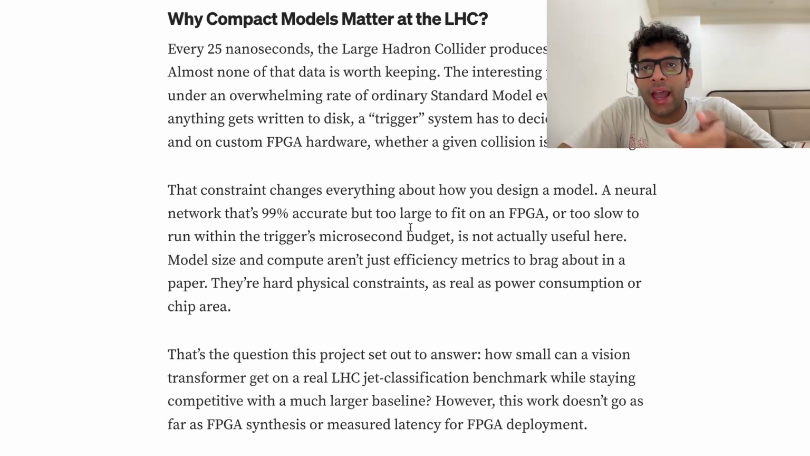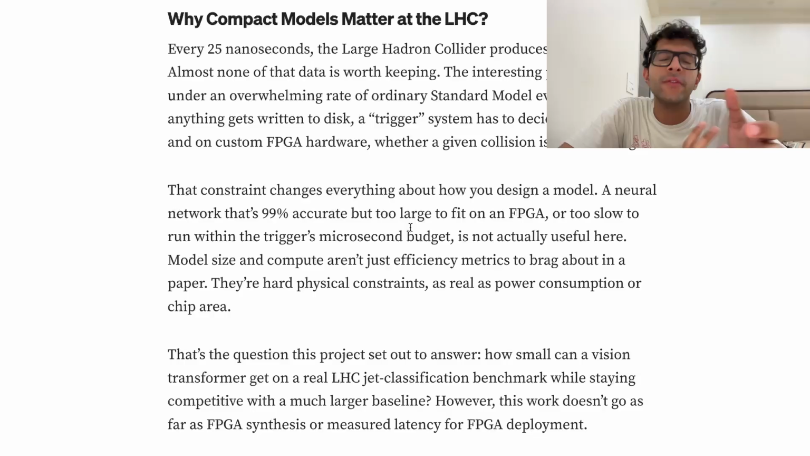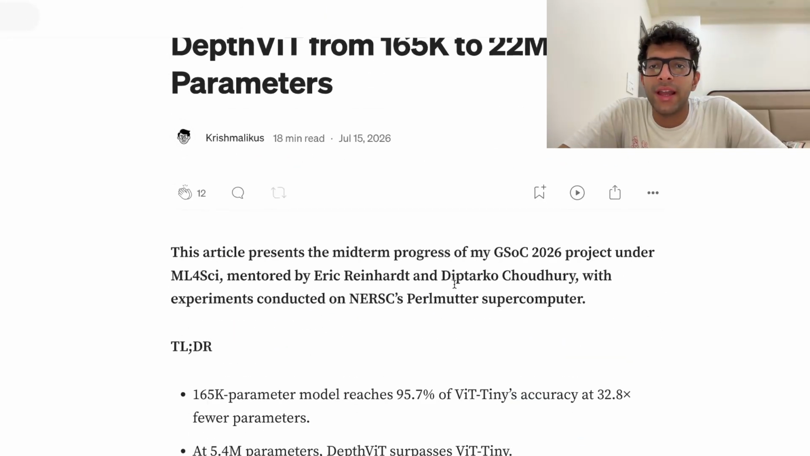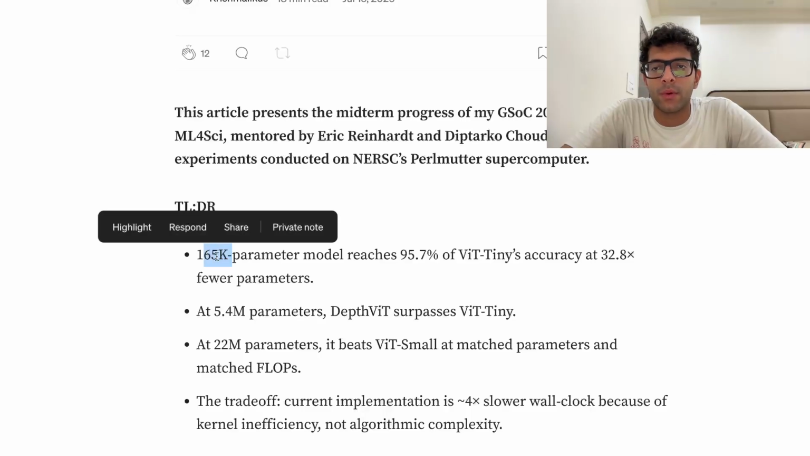So why do we have to use compact models? In the Large Hadron Collider, in a particle accelerator, every 25 nanoseconds there are a number of collisions that happen, okay? Some of those collisions lead to data which is important, and others are not that important. That's the major difference. And classifying what is important and what is not important is a split second decision. So usually these kinds of small models work in that case. And this is why I have the smallest 165K parameter model.